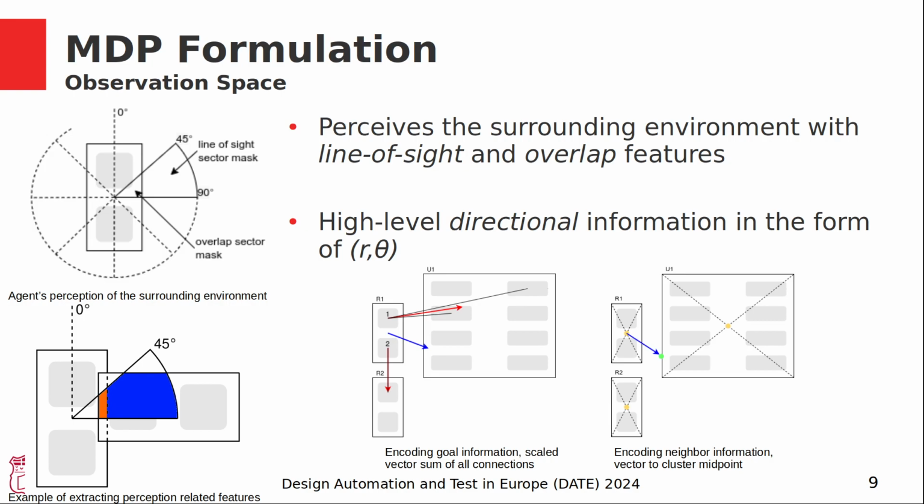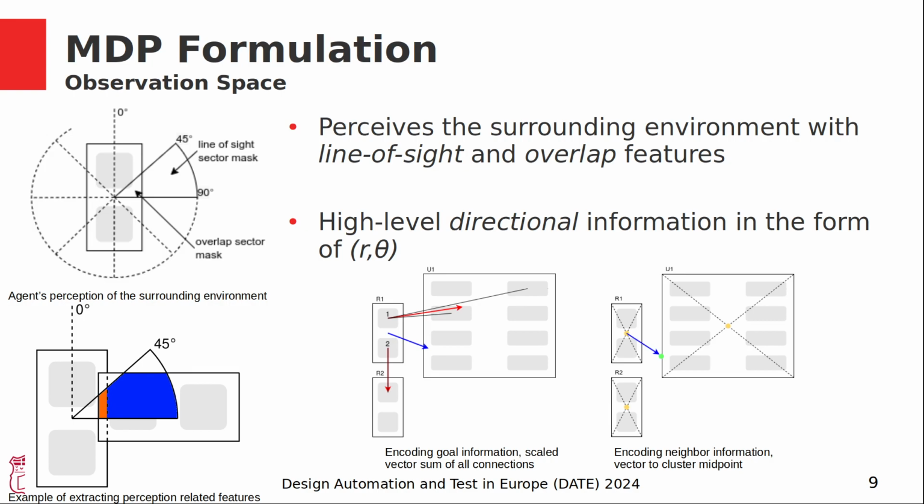So the first step to automate the placement problem is to formulate it as a Markov decision process. And here we need to define the observation space, the action space, and the reward function. Here it is important to keep in mind that the agent represents a single component. So starting with the observation space, it contains perception information for understanding the immediate vicinity surrounding the current component, as well as directional information that guides movement towards regions that reduce wire length.